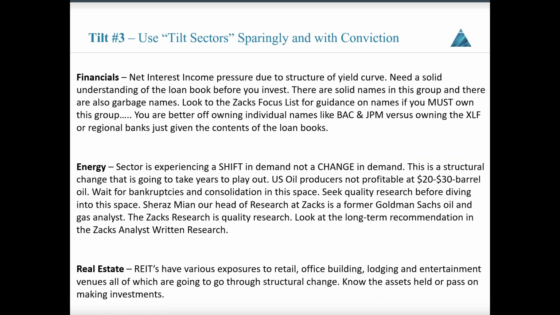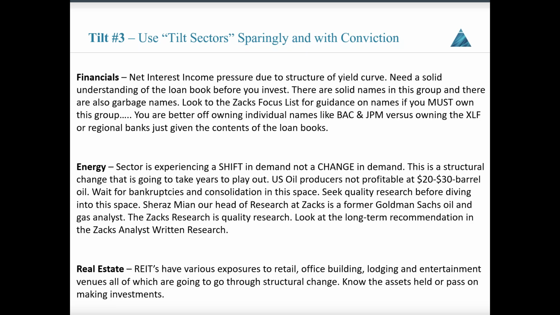So this brings us to the third tilt. Yes, you can use the tilt sectors collectively, but use them sparingly and with conviction, okay? So let me just give you some examples of what I'm talking about. This is something that I preach every time we go into any sort of a correctionary period. Financials, right? Obviously, net interest income pressure due to the structure of the yield curve right now, not good. You have got to have a solid understanding of the loan book of assets before you actually make investments.